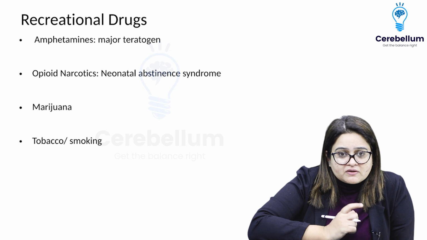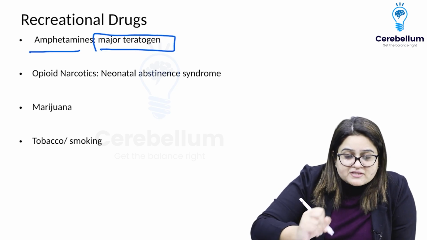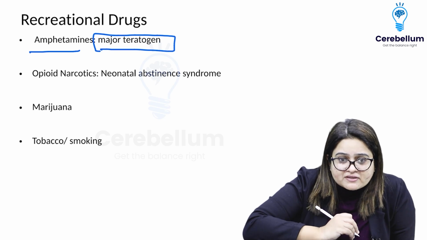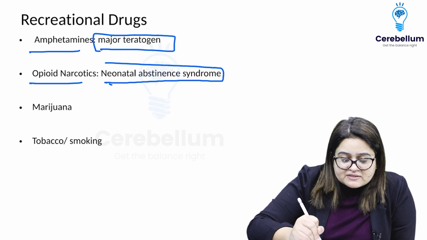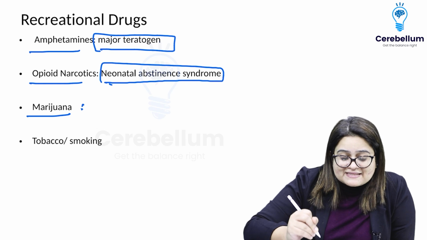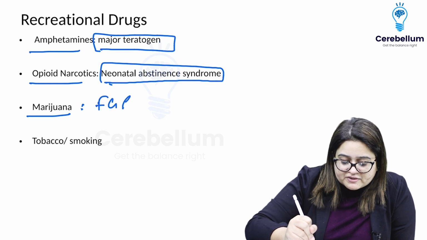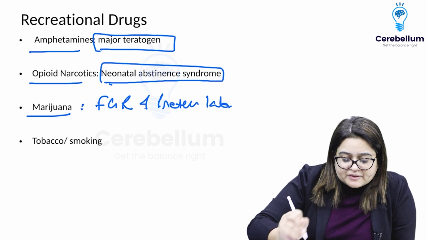Now just a brief word on recreational drugs. Amphetamines are major teratogens. They cause multiple fetal defects. Opioid narcotics cause neonatal abstinence syndrome. Marijuana also causes significant fetal growth restriction and preterm labor.